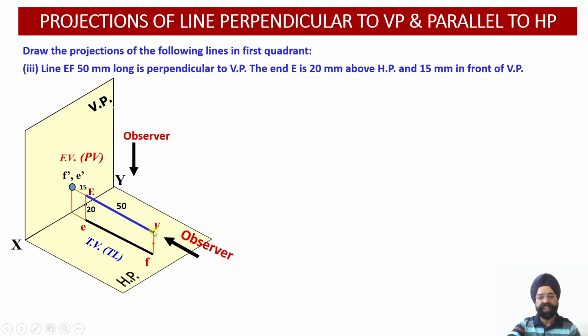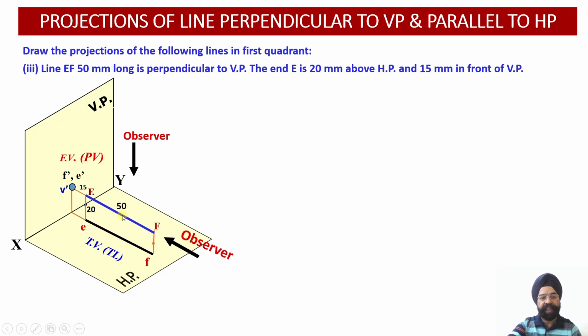And since the projections of both points E and F converge, we call that the front view, which is F dash, E dash. It is giving us the point view of the line. It appears as a point view. Let us now work out the traces of the line. Since this line happens to be perpendicular to the vertical plane, it is going to provide us with the vertical trace.